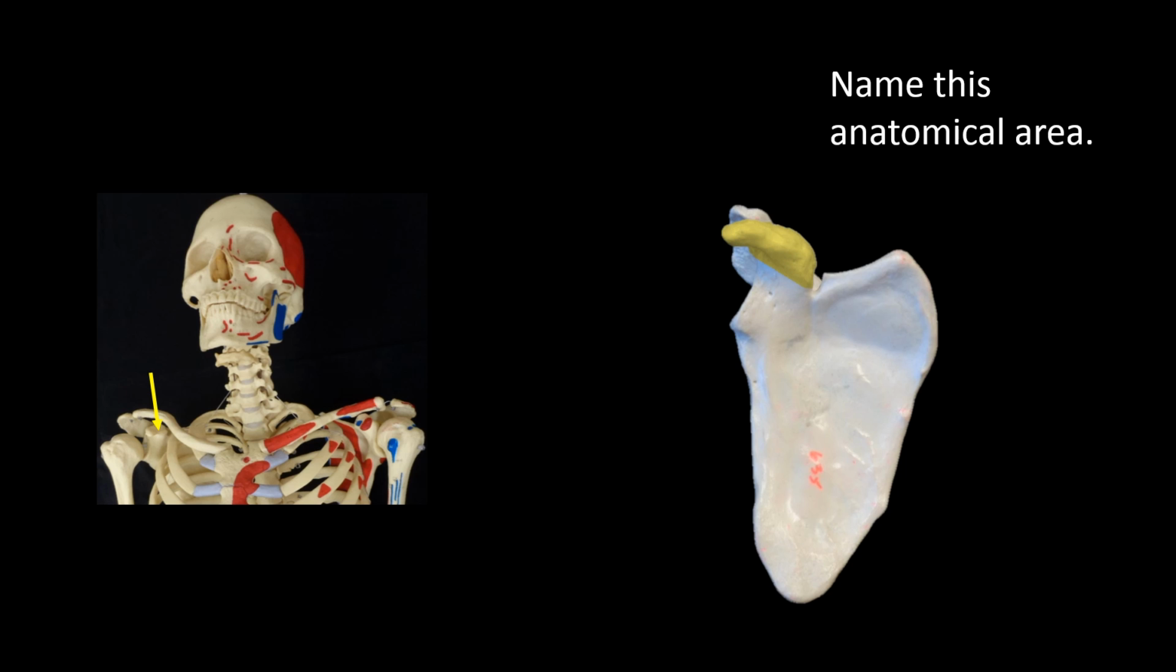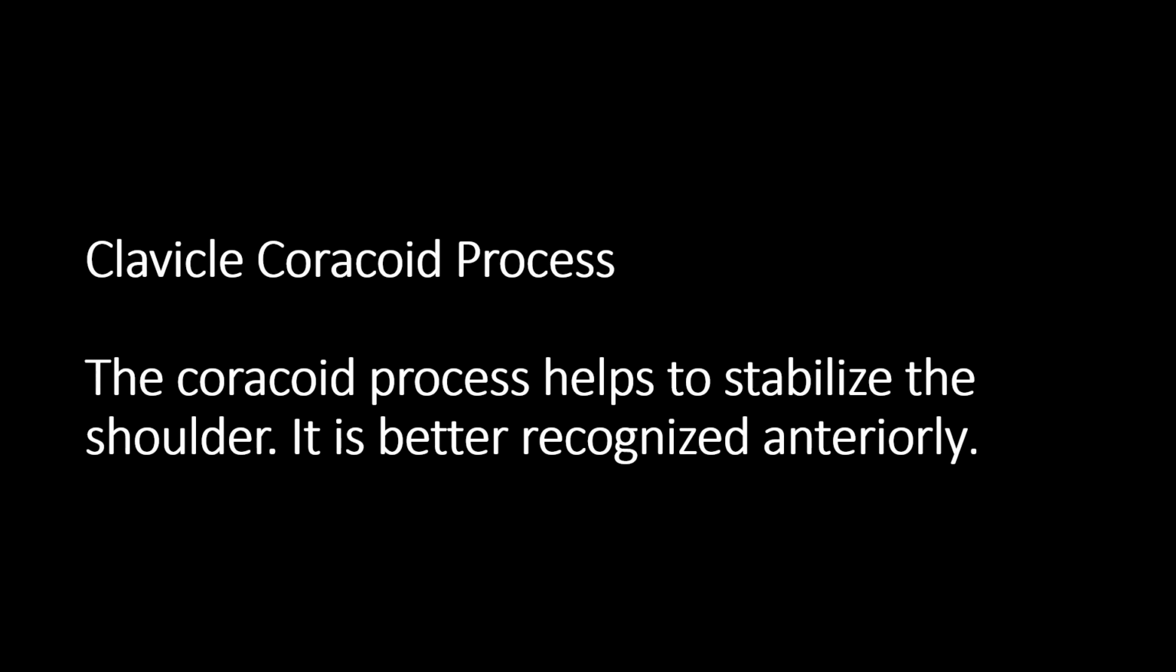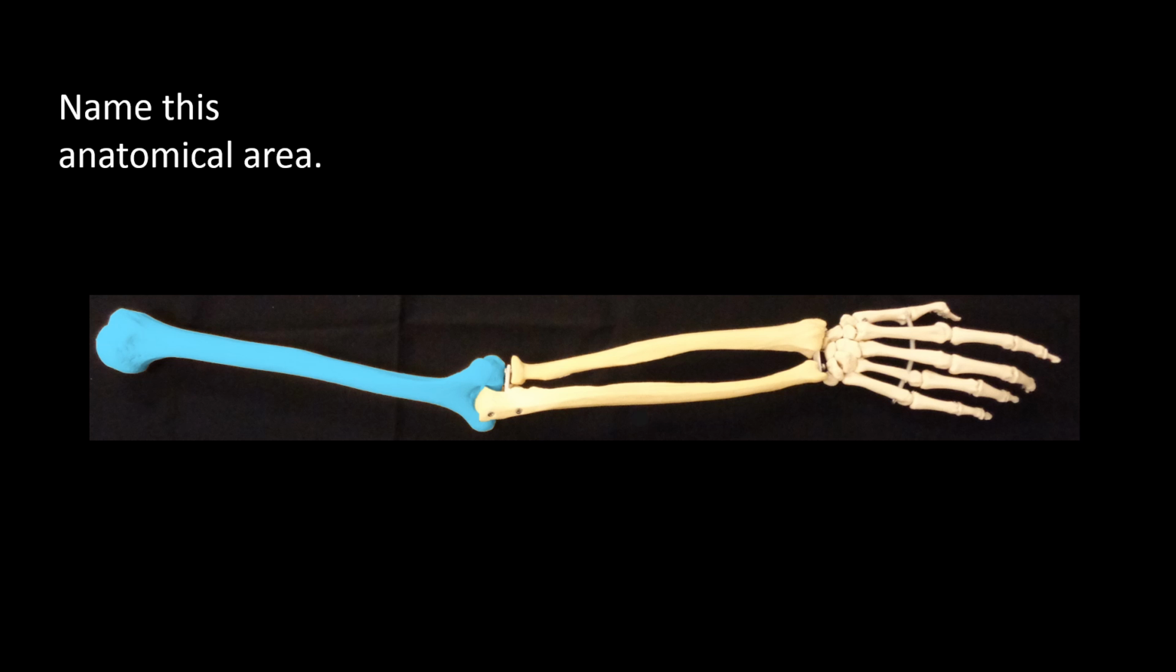Name this anatomical area. Coracoid process. The coracoid process helps to stabilize the shoulder. It is better recognized anteriorly. Name this anatomical area. Humerus. The humerus is the upper arm bone.